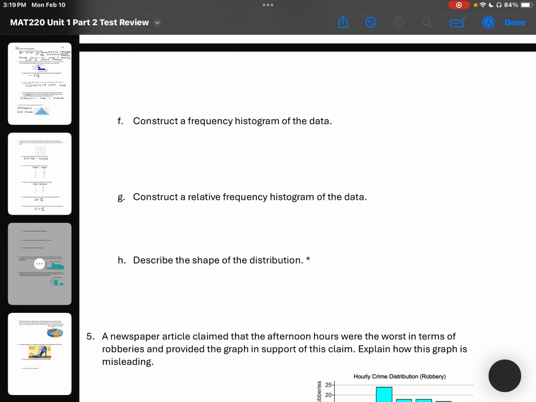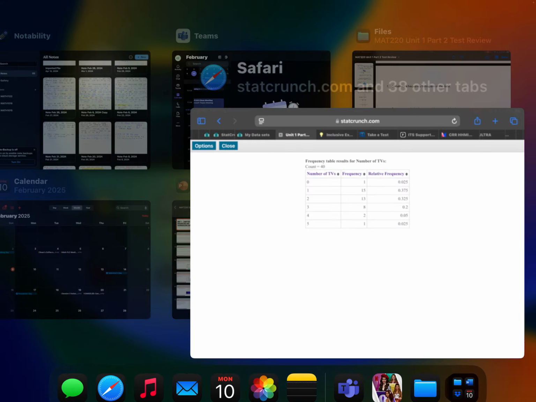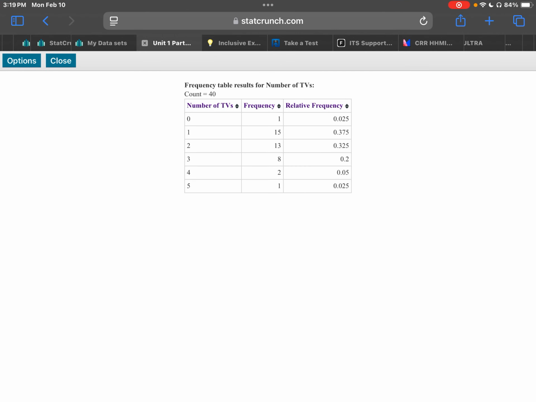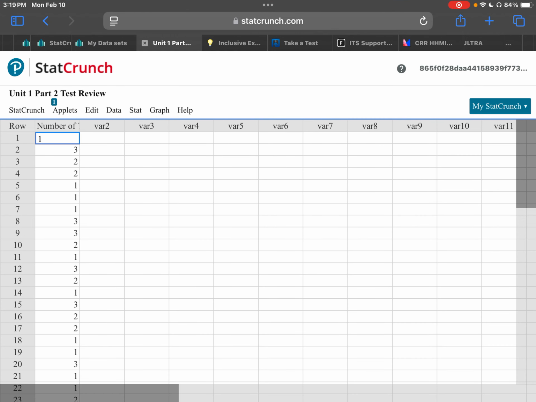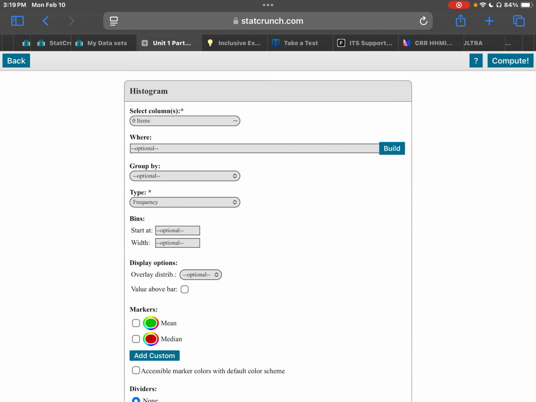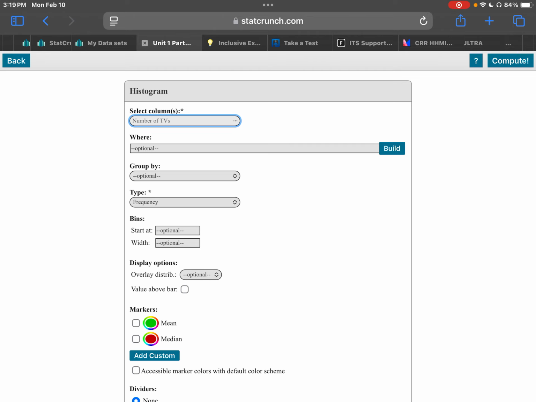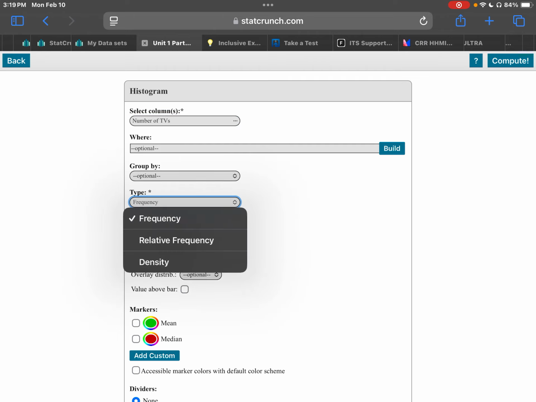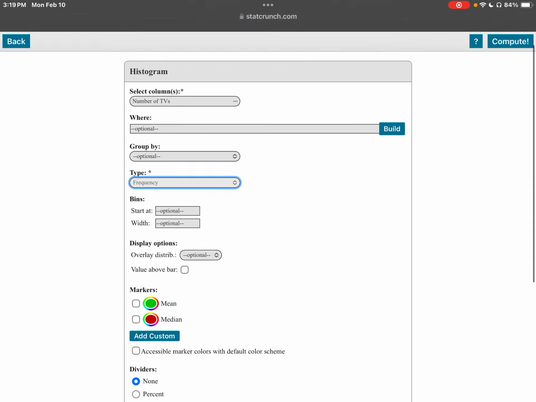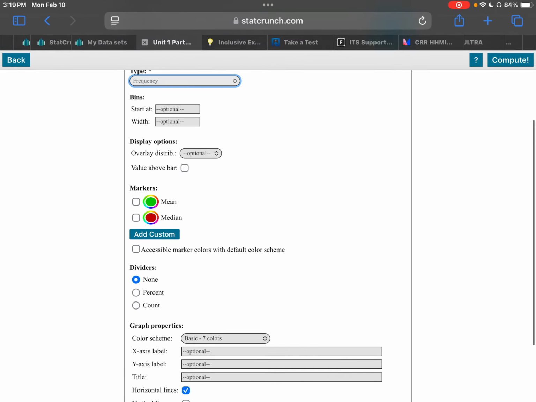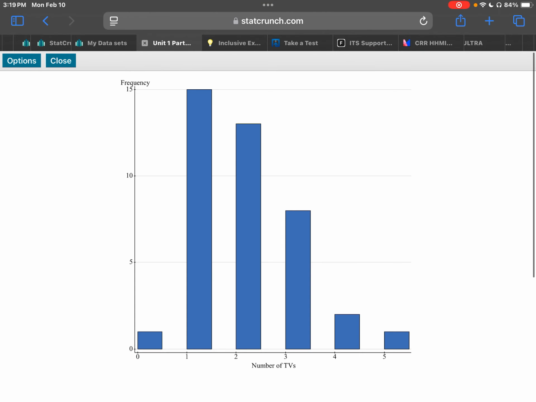Part F for this one, the frequency histogram of the data. Part G wants the relative frequency histogram of the data, and then to describe the shape. The frequency histogram and relative frequency histogram are thankfully the same shape. For this, we want Graph, Histogram, the number of TVs, and I'm going to do the frequency first and then change this to relative frequency, but as you'll see, they're the same shape anyway. This is the frequency.